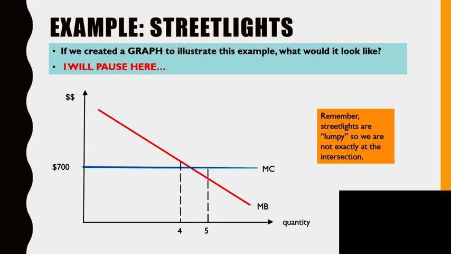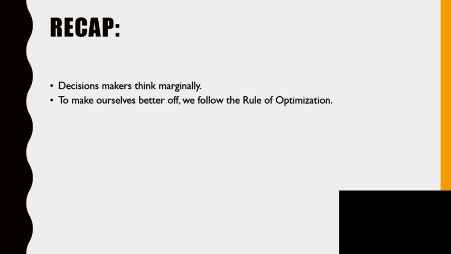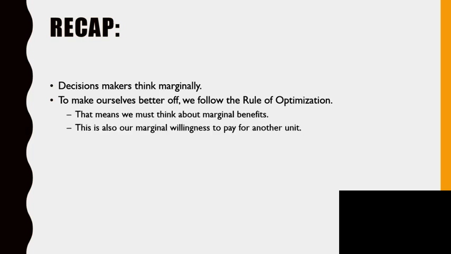So we're actually going to end up purchasing only 4 streetlights because we agree it would be irrational to buy and install the 5th streetlight. The marginal cost is greater than the marginal benefit, and that makes us worse off. So let's quickly recap. Decision makers think marginally. And so to make ourselves better off and make sure that we allocate resources efficiently, we follow the rule of optimization, which means we think about marginal benefits, which is also called our marginal willingness to pay.